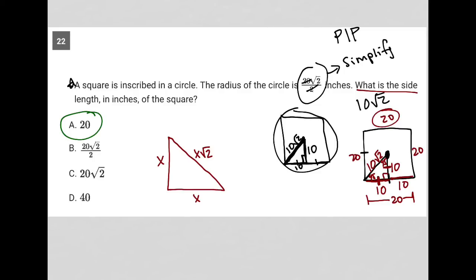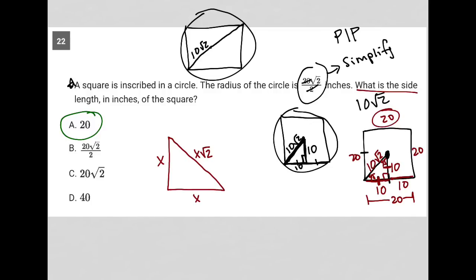Just to make sure you saw that, I'll show you a completely different way. Here's my circle. Here's my square. My radius is, again, 10 root 2. I'm actually going to draw another radius here. So that's also 10 root 2, which means altogether that entire line, which I'll trace in red now, is 20 root 2, right? 10 root 2 plus 10 root 2.